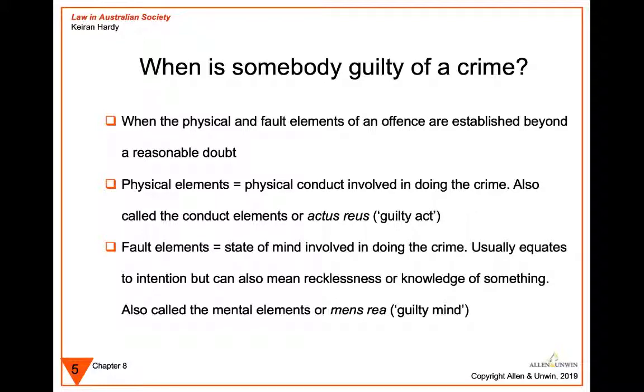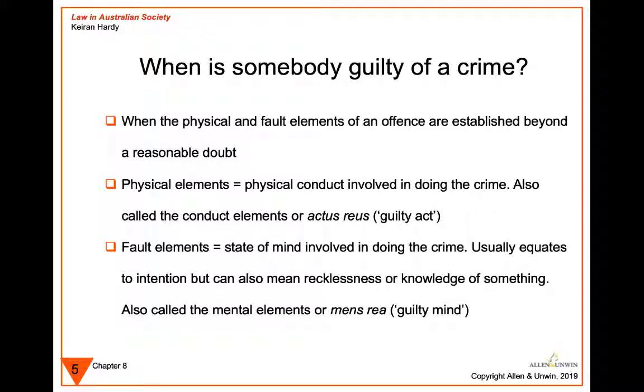A person will be found guilty of one of these offences when the physical and fault elements of an offence are established beyond a reasonable doubt. The physical elements of the offence are the physical conduct involved in doing the crime. This is also known as the conduct elements or the actus reus, which means guilty act. So for example, in a murder trial where a victim was stabbed to death, the physical conduct involved would be stabbing the person with a knife.